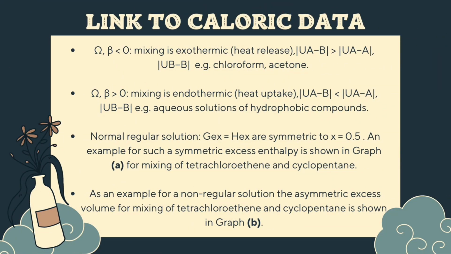When omega with beta is smaller than 0, mixing is exothermic where heat will be released, for example, chloroform and acetone. Where omega with beta is larger than 0, mixing is endothermic where heat will be taken up, and for example, an aqueous solution of hydrophobic compounds. For a normal regular solution, where GE is equal to HE, it is symmetric to x equal to 0.5. An example for such a symmetric excess enthalpy is shown in graph A for mixing of tetrachloroethane and cyclopentane. As an example for a non-regular solution, the asymmetric excess volume for mixing of tetrachloroethane and cyclopentane is shown in graph B.